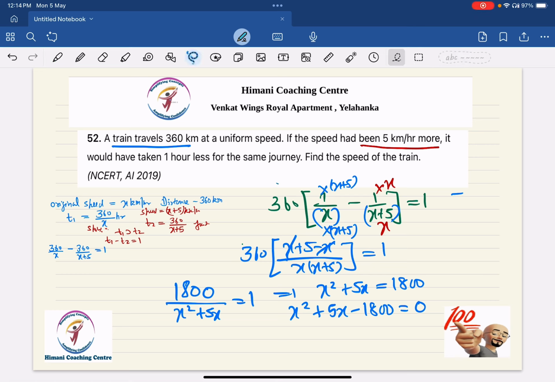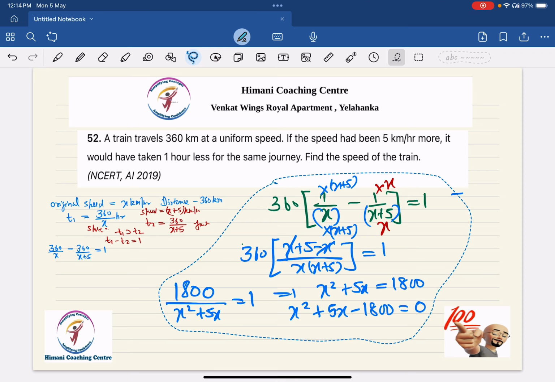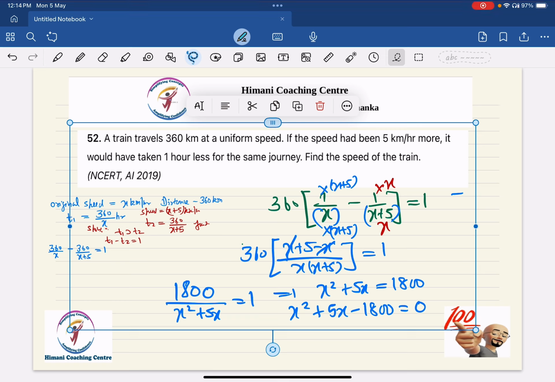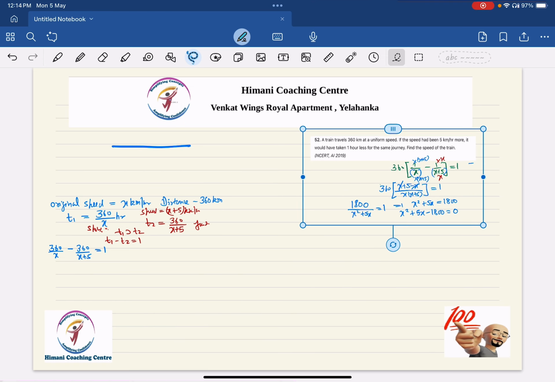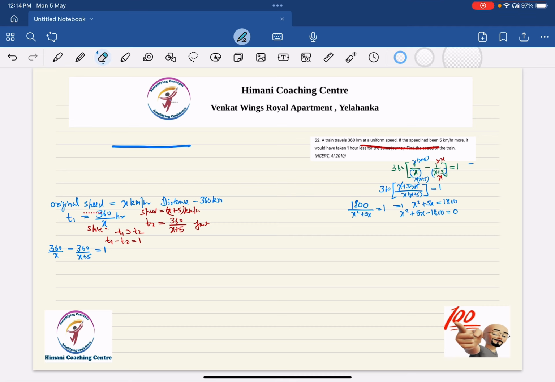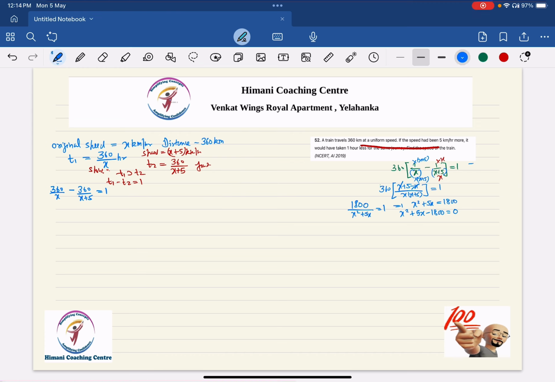So for this again, let us create some space and we will solve it. Okay, and let us keep it here. We have already noted the question. So now we are doing this, and let us shift this also up. Now let us focus on the equation which we have got. The equation which we have got is x square plus 5x minus 1800, which is equal to 0. Now if we want to solve this, we can use the quadratic formula.